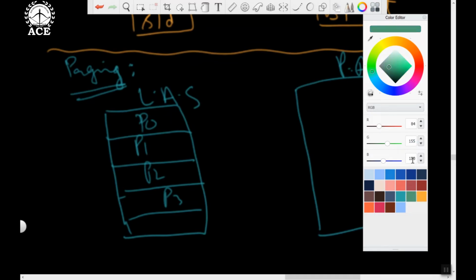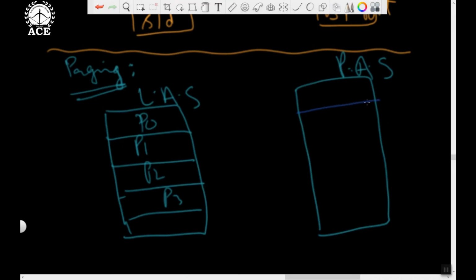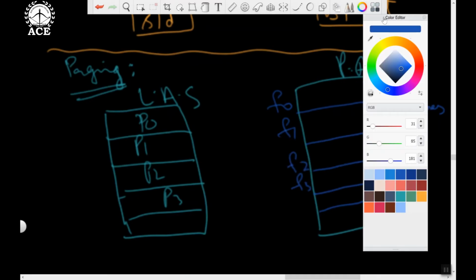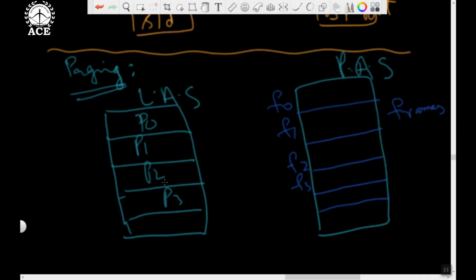In paging, the logical address space, suppose this is my logical address space, will be divided into equal size units called pages, which are sequentially numbered from 0. So this is page 0, page 1, page 2, 3, and so on. And if you remember, the physical address space will be divided into equal size units called frames. So these are called frames, numbered frame 0, frame 1, frame 2, frame 3, and so on.